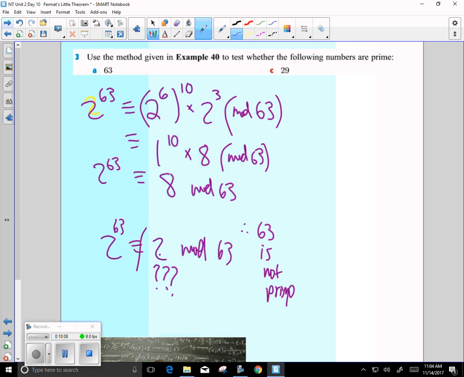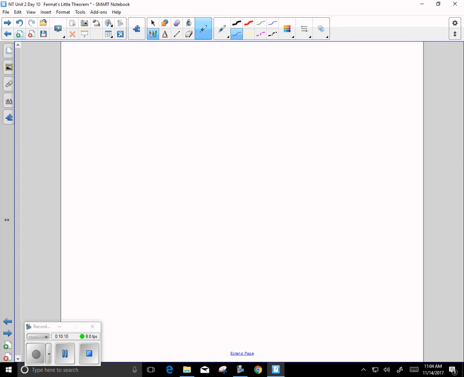You know, we can take an easier one, let's do 21. And you could try that. 2 to the 21 is congruent to, and then you could break that up, mod 21. And you can see how that works.